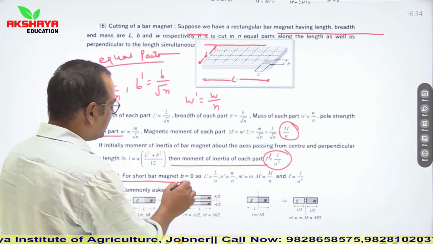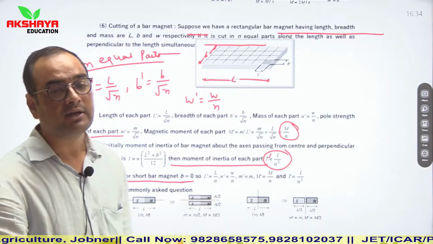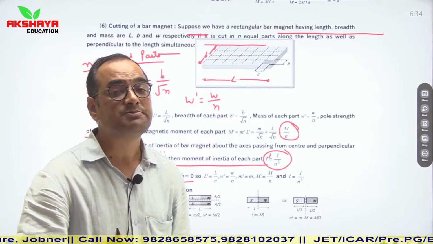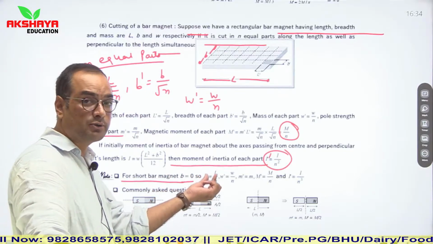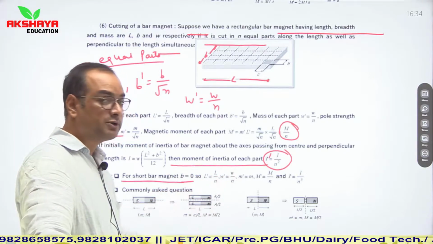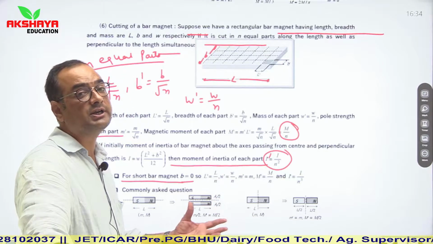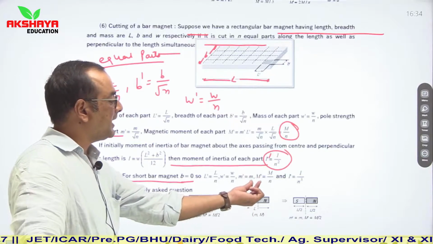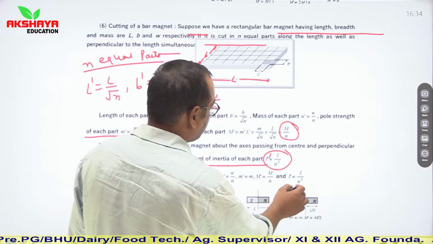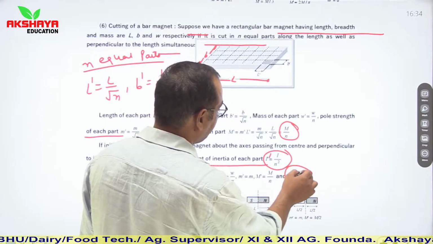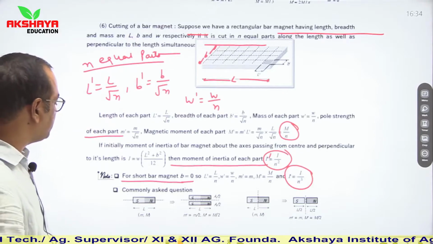For a short bar magnet, B is equal to 0. If we consider a shorter bar magnet, then its breadth can be neglected with respect to its length. So B becomes 0, hence L dash is equal to L upon n, W dash is equal to W upon n, and m dash is equal to m. It means there is no change in its pole strength, and magnetic moment is 1 upon n times. So now in this case, the moment of inertia becomes 1 upon n cube times the initial moment of inertia.